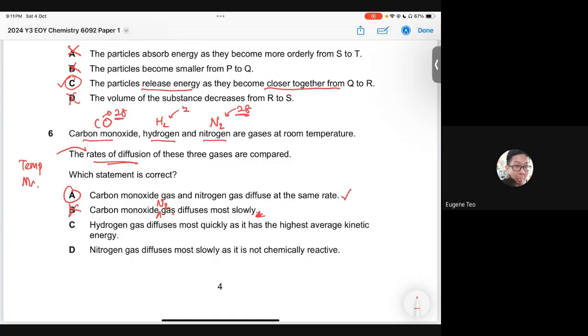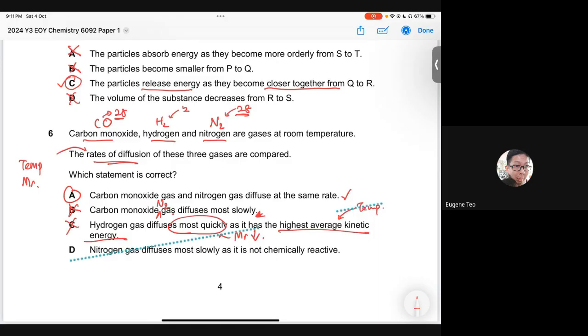Hydrogen gas diffuses most quickly as it has the highest average kinetic energy. Now, this average kinetic energy has to do with the temperature. But you realize that in this particular question, it diffuses most quickly not because of the temperature portion, it's really because the Mr is the lowest. So this is a comparison of Mr, and hence it shouldn't be using the highest average kinetic energy as a way to explain this part. So therefore C will be the answer.